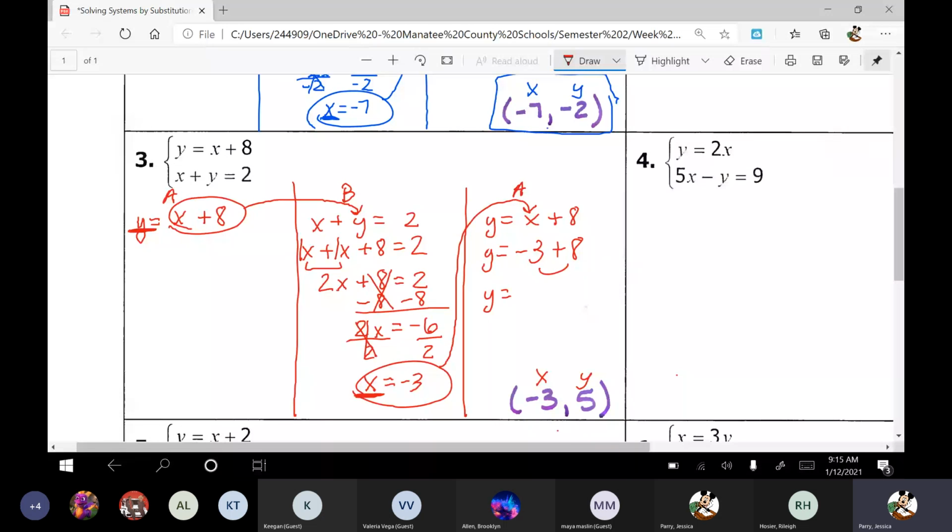We have a negative 3 plus 8 to get a positive 5, which you can see down on the bottom right corner. It says y is positive 5. That means our answer of x is negative 3 and y is positive 5. We know that is correct.